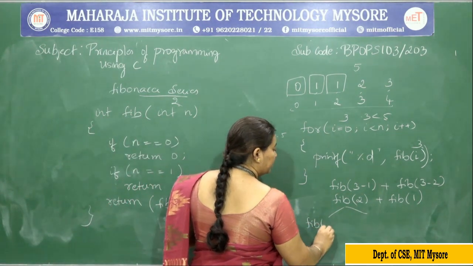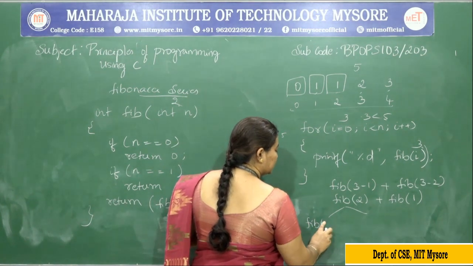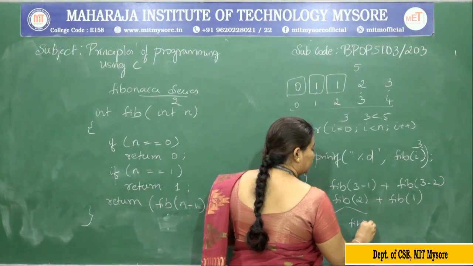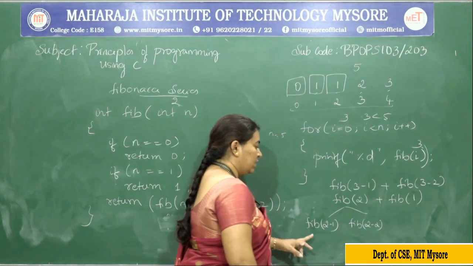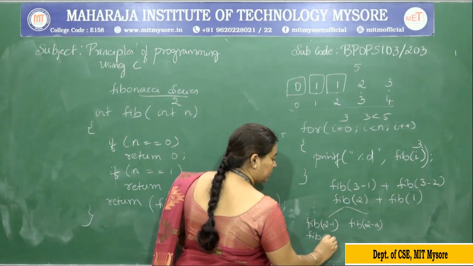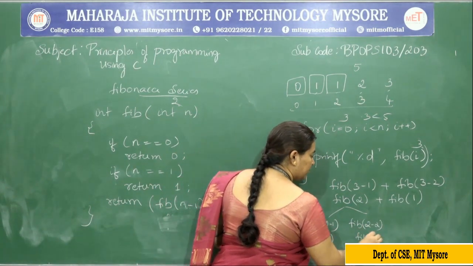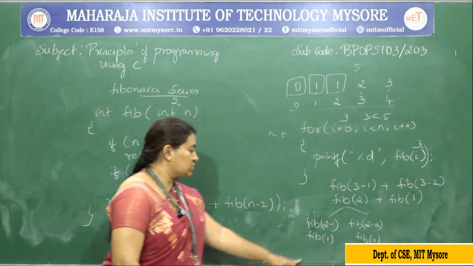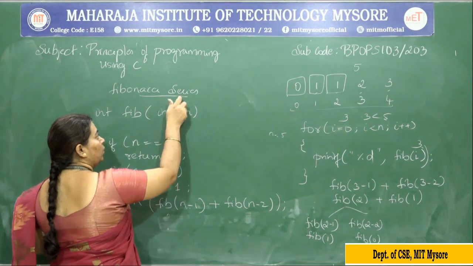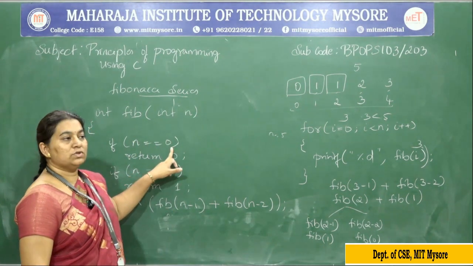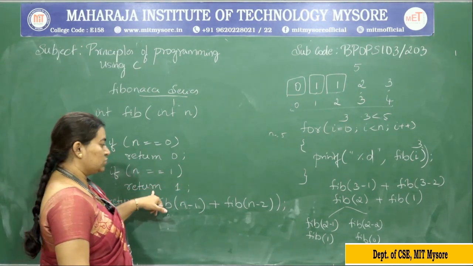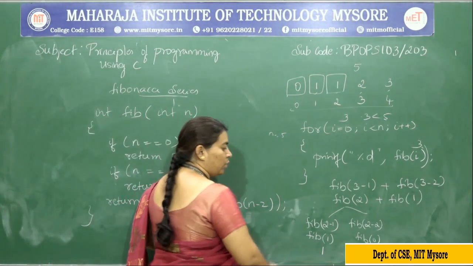Again it will be fib of n minus 1, that is nothing but 2 minus 1, then fib of 2 minus 2. Next, here what will happen? It is fib of 1, this will be fib of 0. So it is going to call the function once again. So it will be 1, whether 1 is equal to 0? No. Whether 1 is equal to 1? Yes. So what I have to return? I have to return 1.